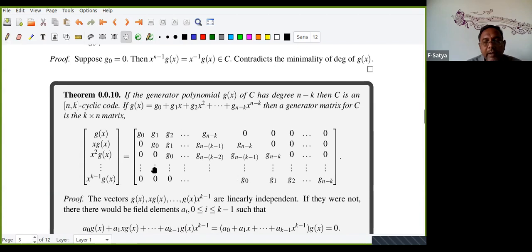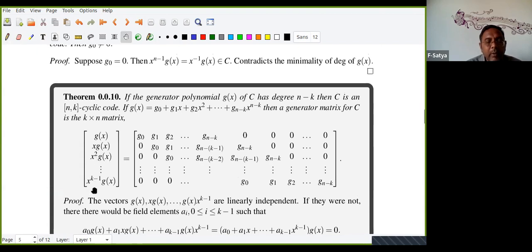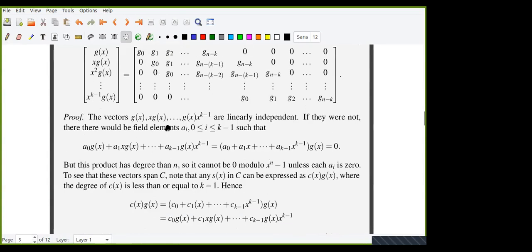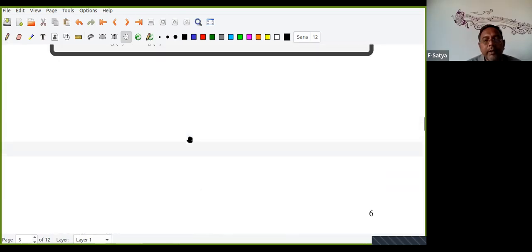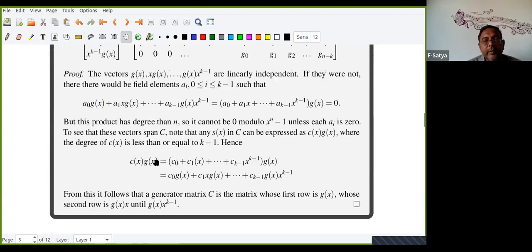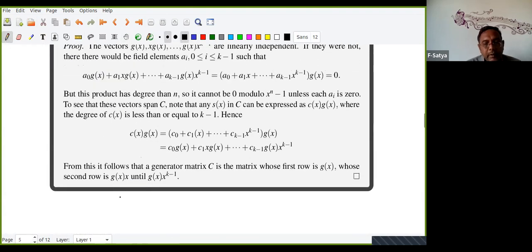What is the generator matrix? How is it coming? The first row G(x), the second row x into G(x), the third row x square into G(x). How long do I go? Up to x power k minus 1 into G(x). Now my G(x) is 1, so the first is 1. Next x into 1. Now x square into 1. x cube into 1. I will not go further.